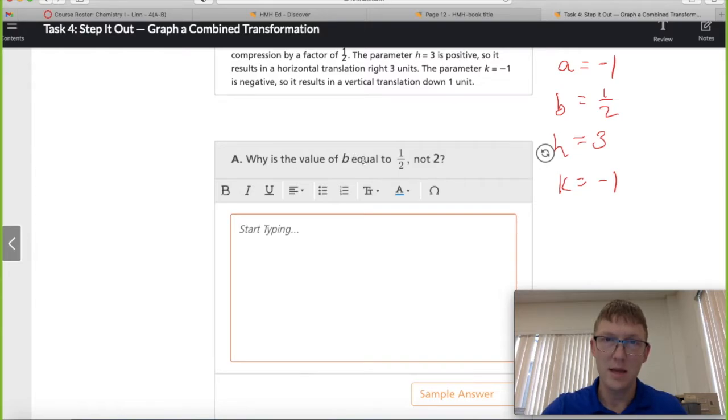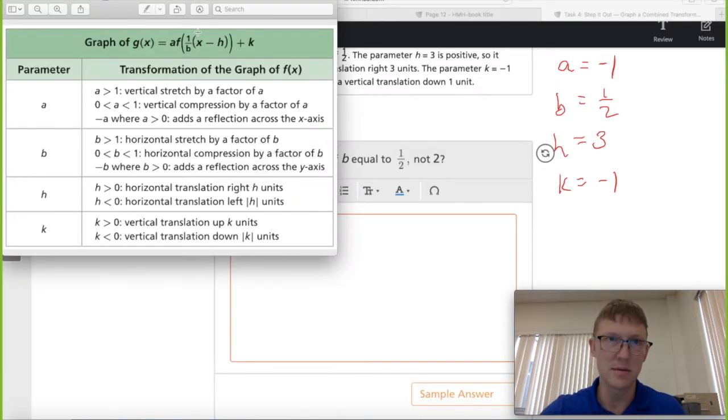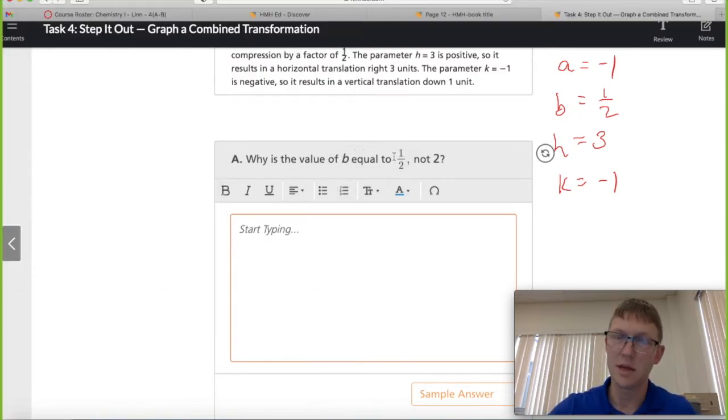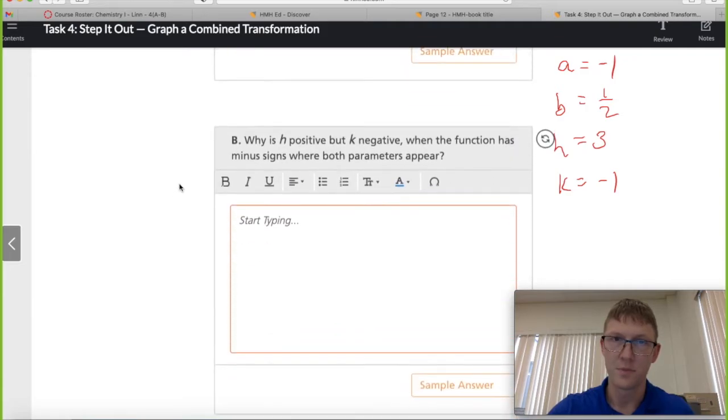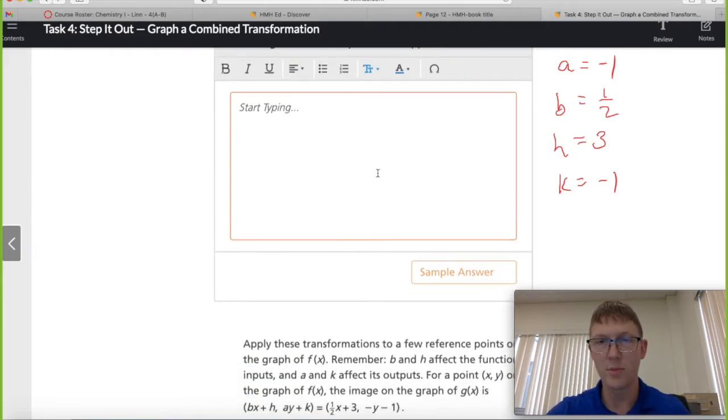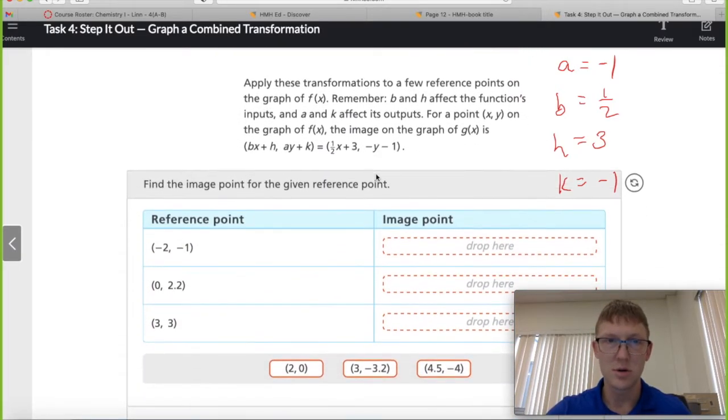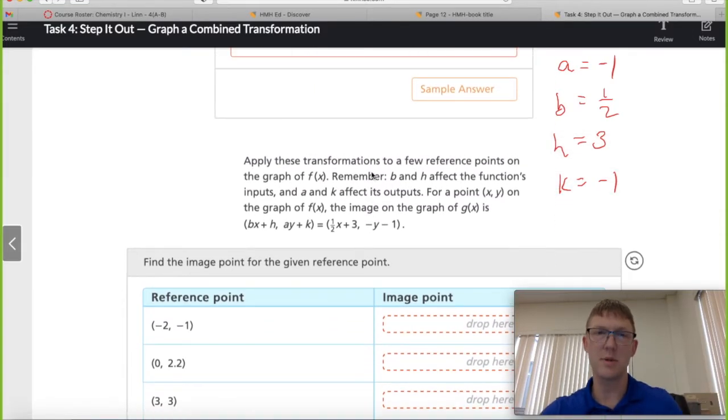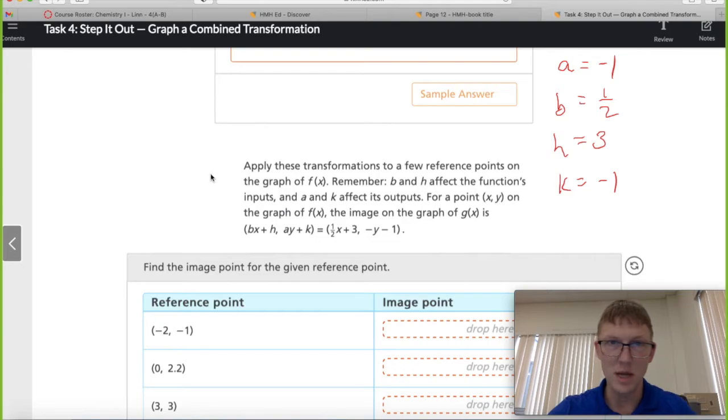Why is the value of b equal to 1/2 and not 2? So again, that's kind of what I was trying to share with you. This 1 over b in the generic function is a 1 over b, so you want to make sure that it changes, and that's why we need that 1 over 2. Why is h positive but k is negative when the function has minus signs where both parameters show? So again, we kind of talked about that. There's a negative sign in there that we need.